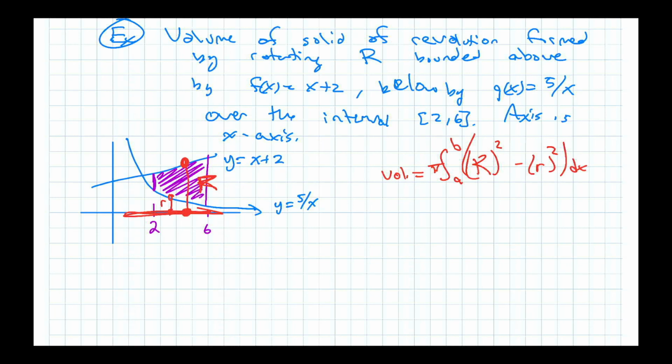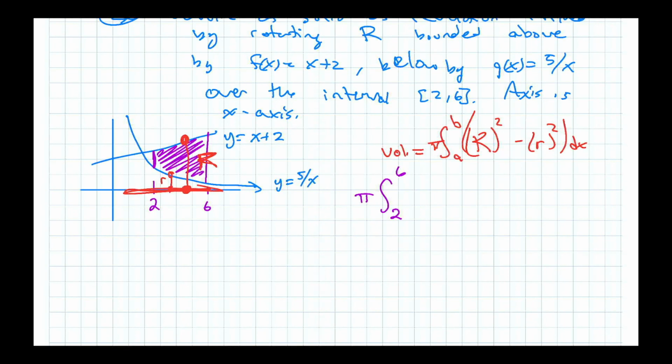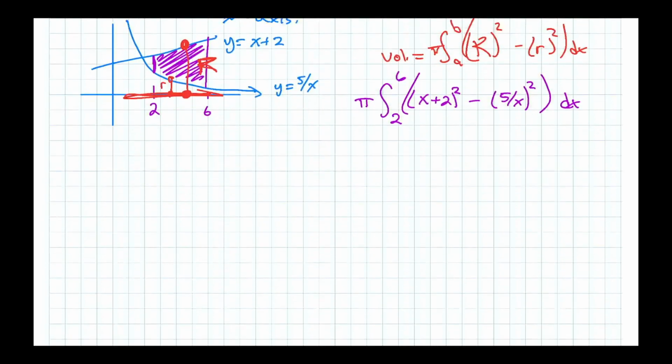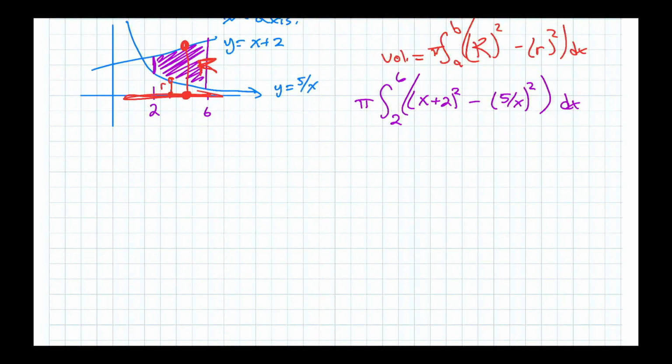So for us, what do we got? We got pi integral. Bounds are obviously 2 and 6, right, on the x-axis. Your big R is the top curve. Top curve is x plus 2. Minus the bottom curve. Bottom curve is 5 over x dx. So does that make sense for the volume? So there's our integral. Let's call it v.